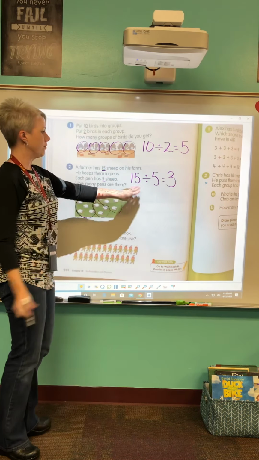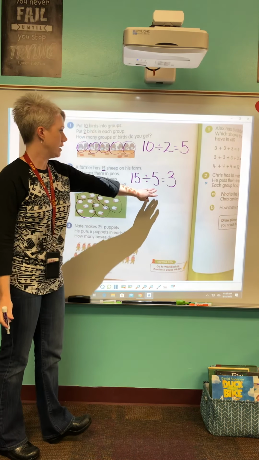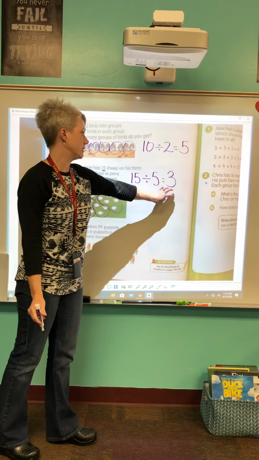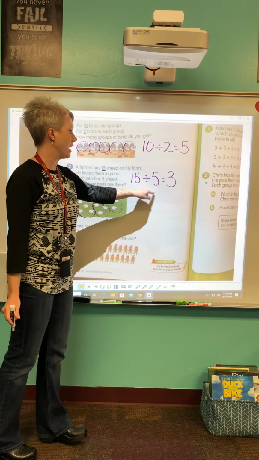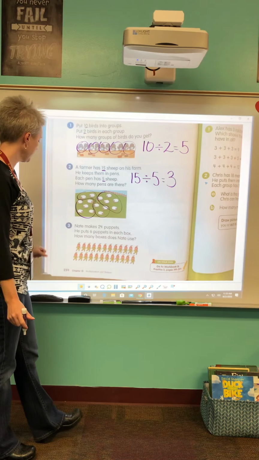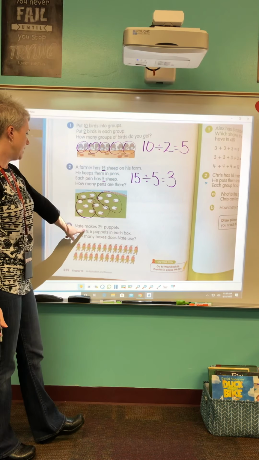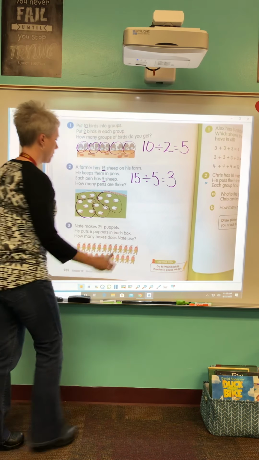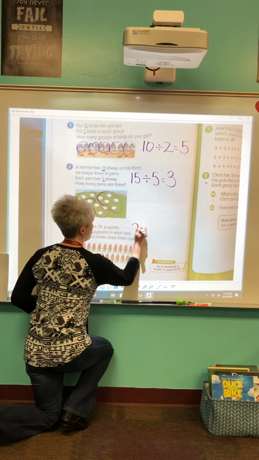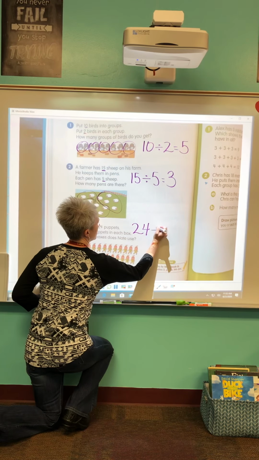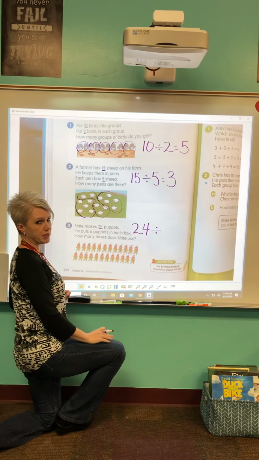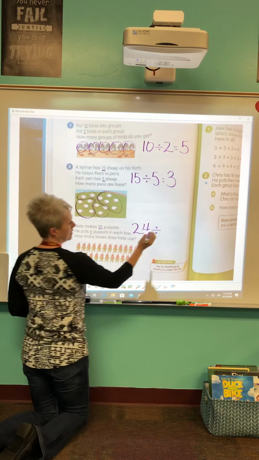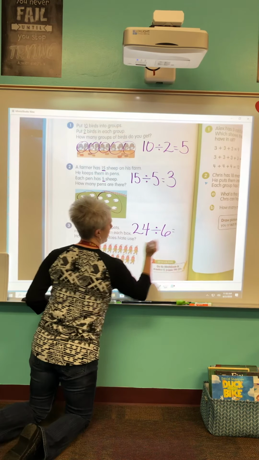So we started with 15 sheep. We put 5 in each pen, and we ended up with 3 equal pens. So 15 divided by 5 equals 3. Same thing here. Nate makes 24 puppets. So 24 is our whole. He puts 6 puppets in each box, okay? So we're going to divide by 6.